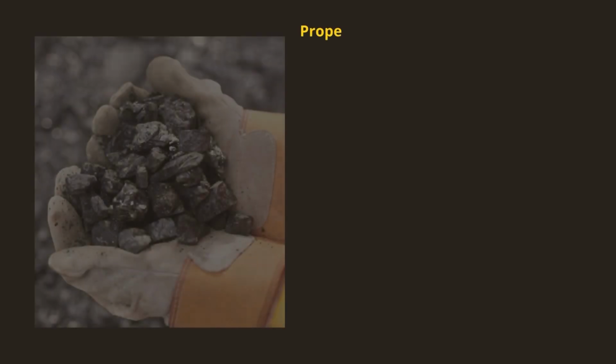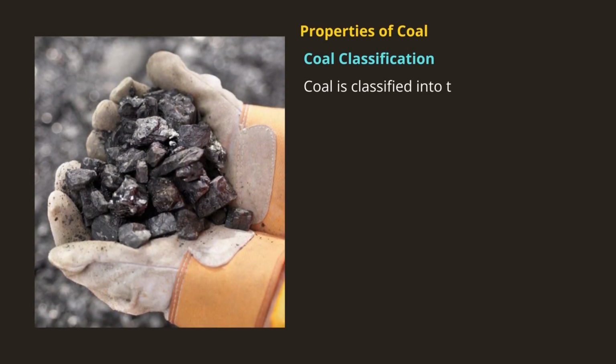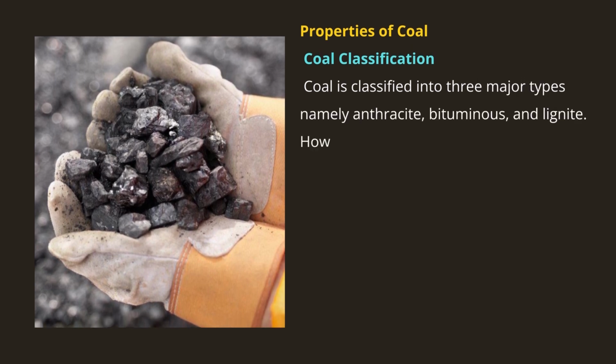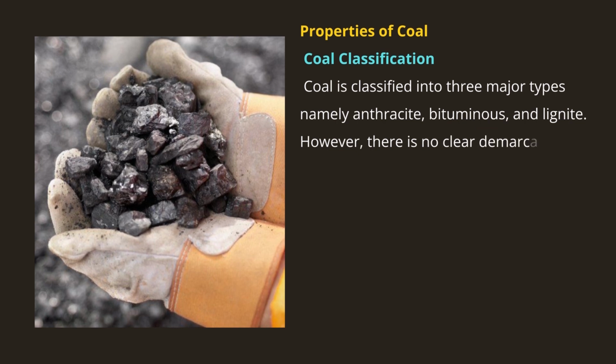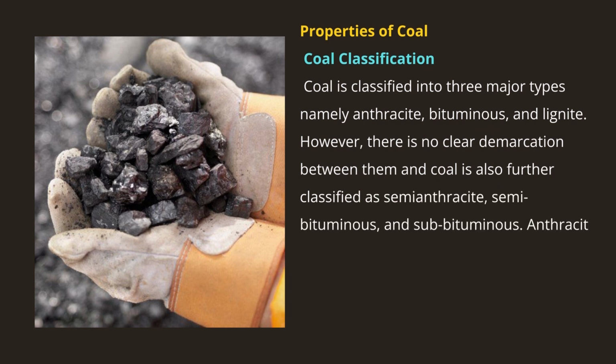Now, properties of coal: classification. Coal is classified into three major types, namely anthracite, bituminous and lignite. However, there is no clear demarcation between them and the coal is also further classified as semi-anthracite, semi-bituminous and subbituminous.